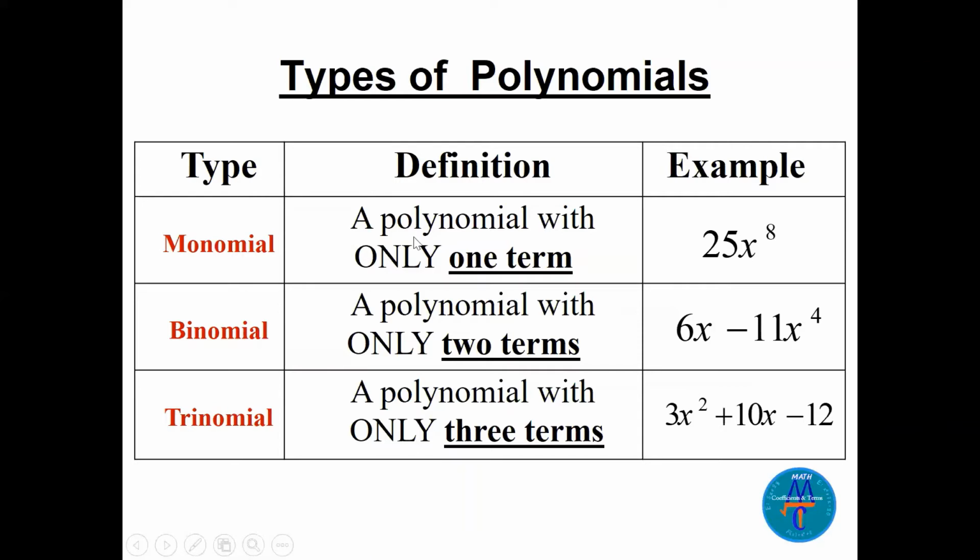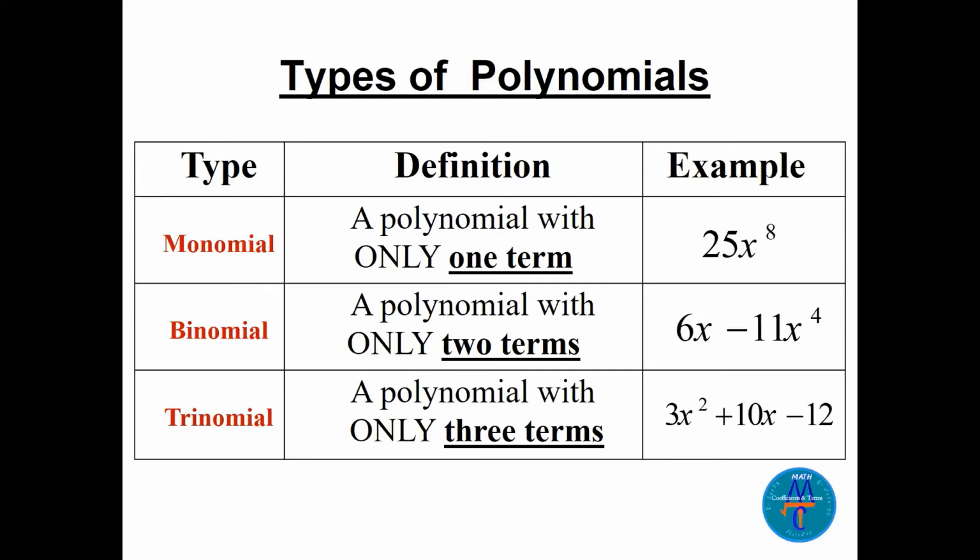This is the definition here. Monomial, it's a polynomial with only one term, like 25x to the power 8. Why is it one term? Because there is a multiplication. Now, second one, binomial. Binomial means there are 2 terms. So the 6x is one term, 11x to the power 4. There is a minus between them. So now we know that terms, listen carefully please, terms can be separated by pluses and minuses. Again, please. Terms can be separated by pluses or minuses.